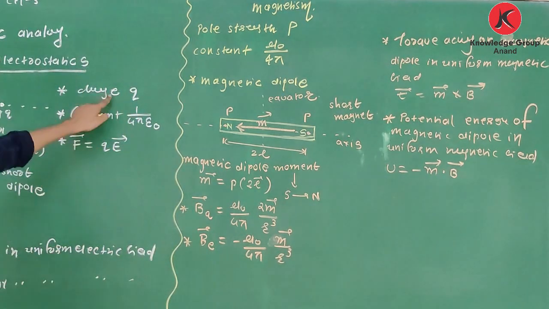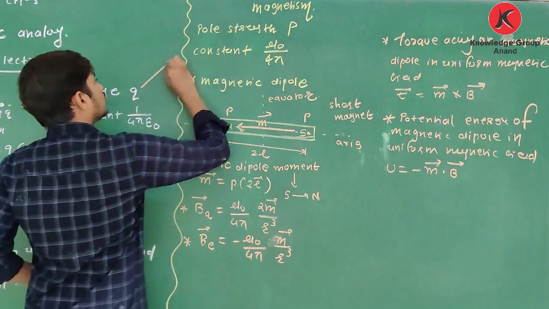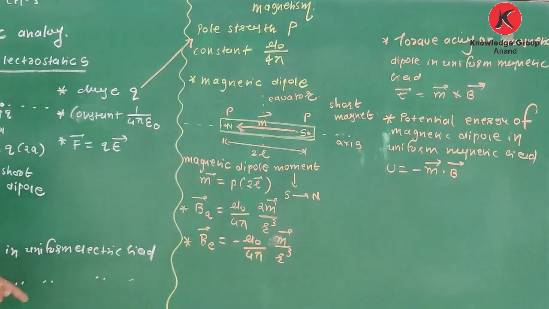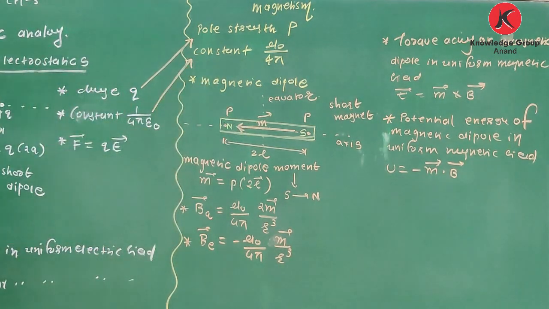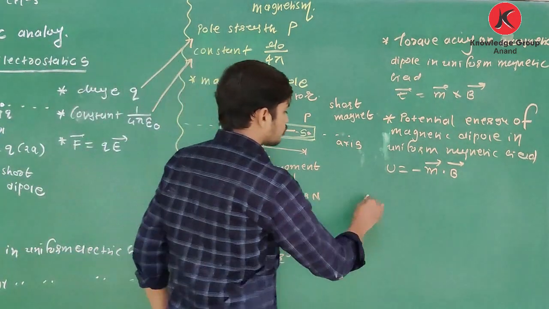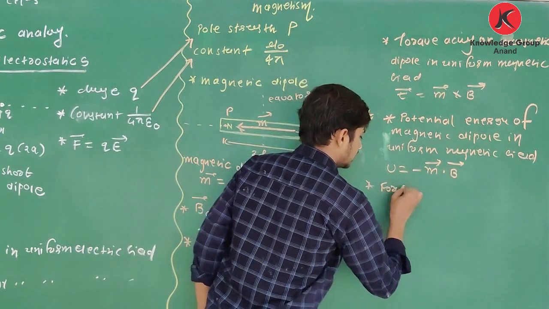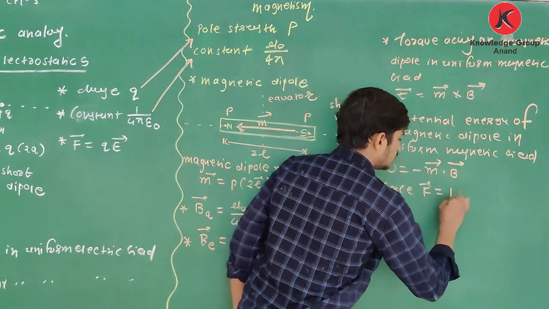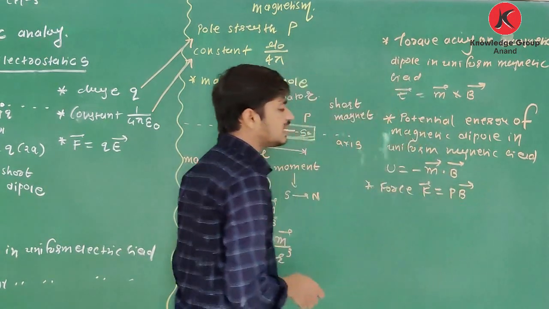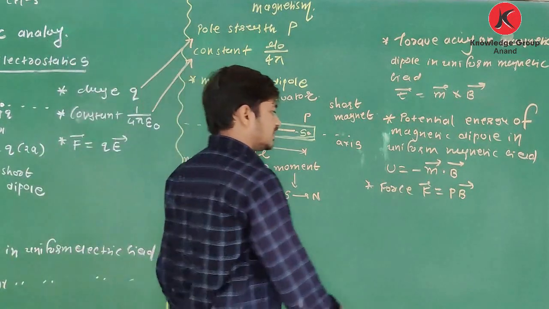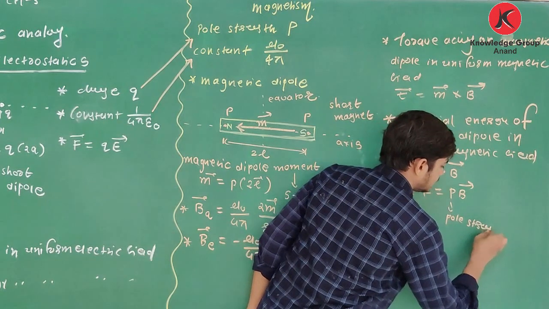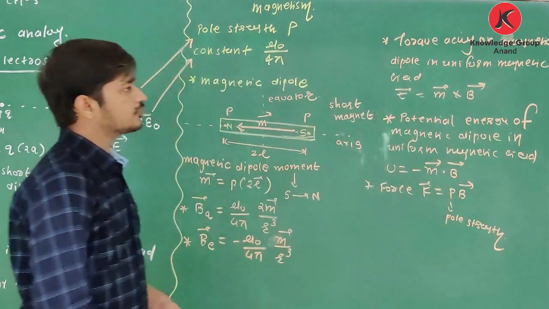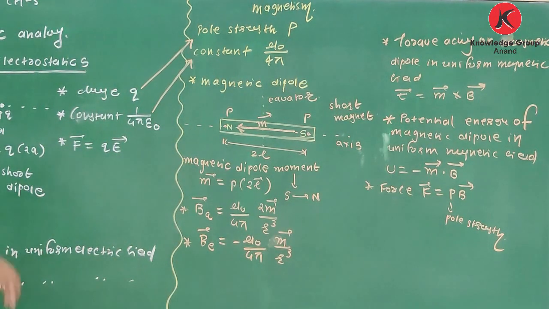Charge q corresponds to pole strength p; the constant 1 upon 4 pi epsilon 0 corresponds to the constant mu 0 upon 4 pi. Force F is equal to QE, so here I can write force F is equal to P into B, where P means pole strength and B means magnetic field. Clear about this? So this is the analogy between these two.